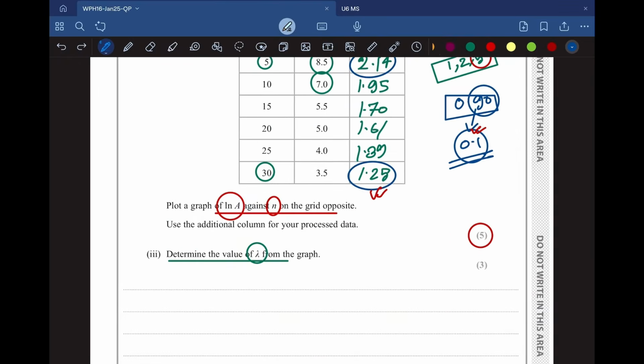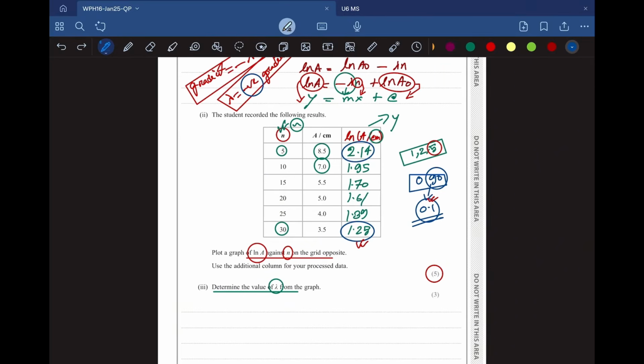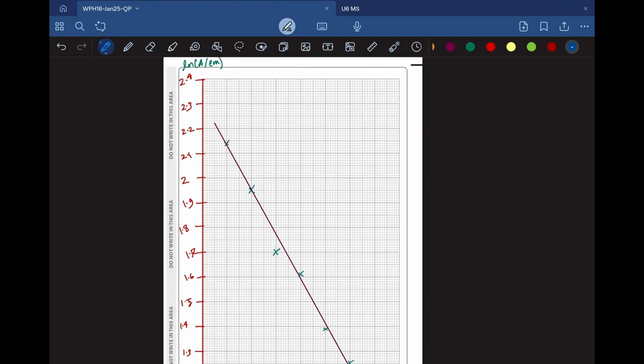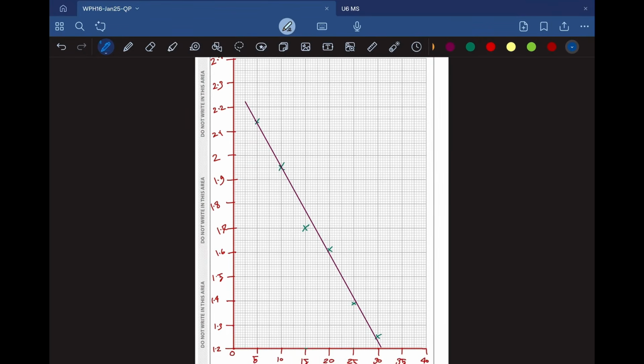It says determine the value of lambda from the graph, and we know lambda is going to be my negative gradient. So basically we'll have to figure out the gradient first. Now let's have a look at this gradient, from where we will actually start.